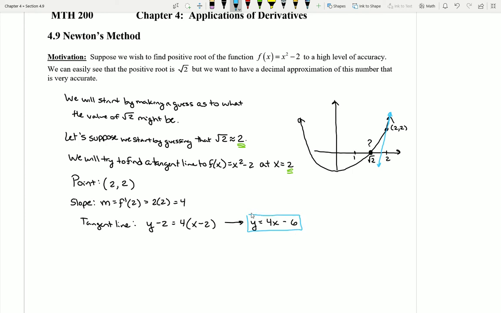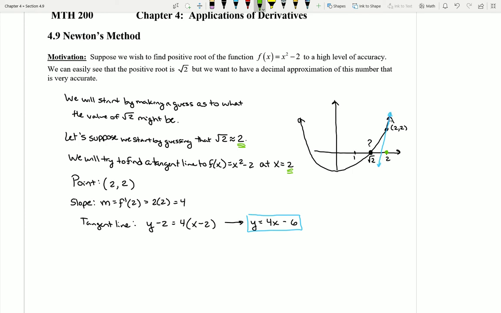Okay, great. So I can see here that my first initial guess as to what the value of the square root of 2 is was going to be 2. So this is where this green dot is, right? That was my first guess. But now I'm going to take my tangent line and find a way to improve my guess. Take a look here at the picture to see how we can make this improvement.